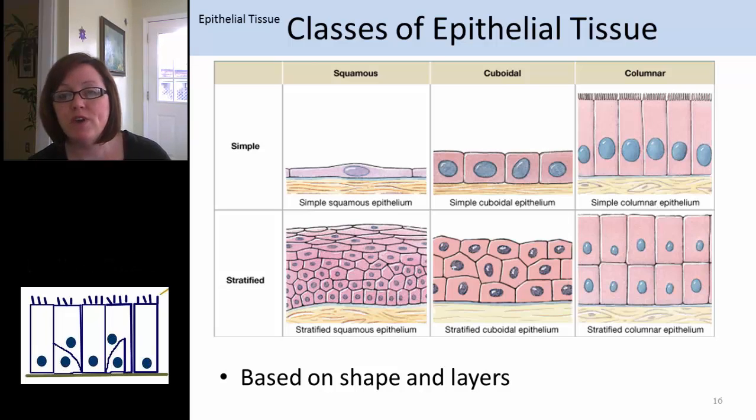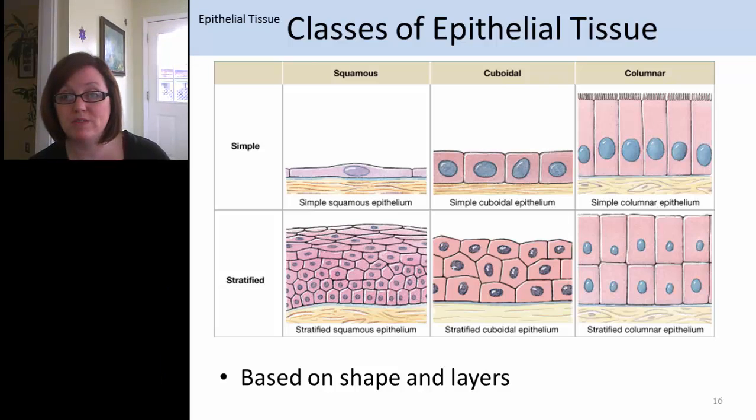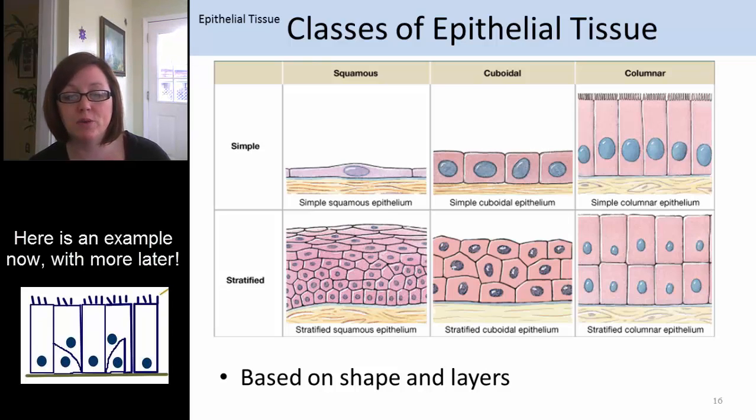To be truly stratified, there has to be some cells that do not touch the base. If you look at the example here, some of these cells do not touch the base. So this is a truly stratified tissue. In a pseudostratified tissue, every single cell is touching the base, but it looks stratified. And I'll show you some examples in a little bit.